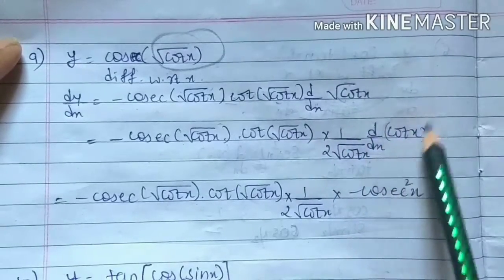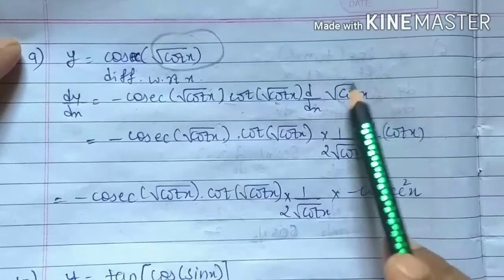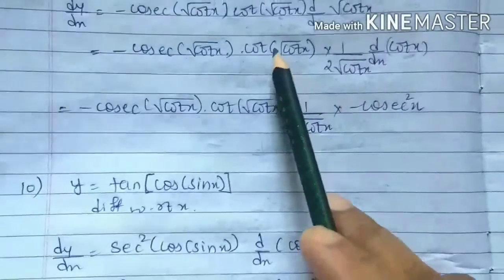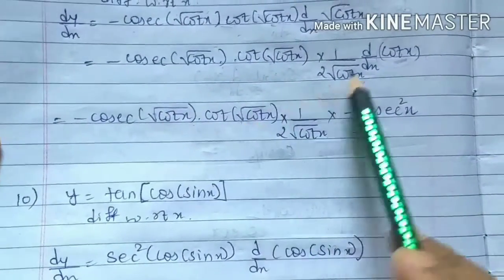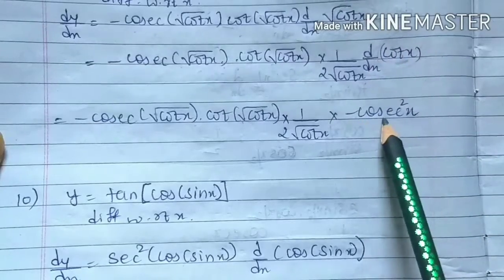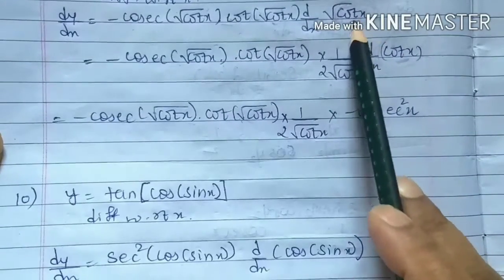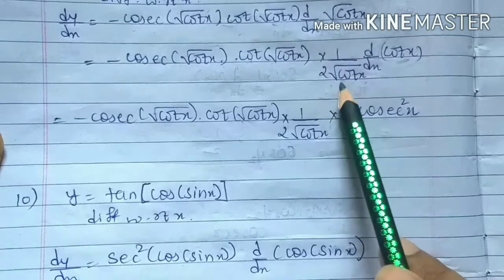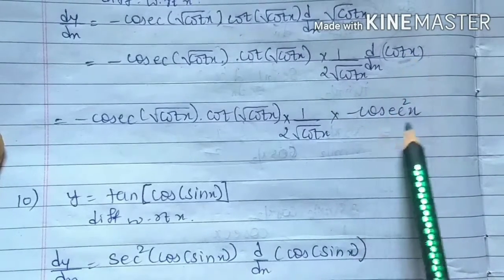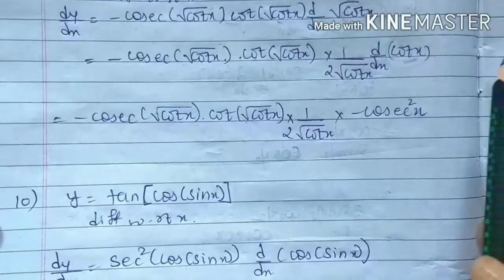Again derivative of cot x. And see in the under the square root you have cot x. So cot x का derivative. So in the next line, this term as it is, 1 upon 2 root cot x. What is the derivative of cot x? Minus cosec square x. Root cot x का derivative 1 upon 2 root cot x, right? And derivative of cot x is minus cosec square x.